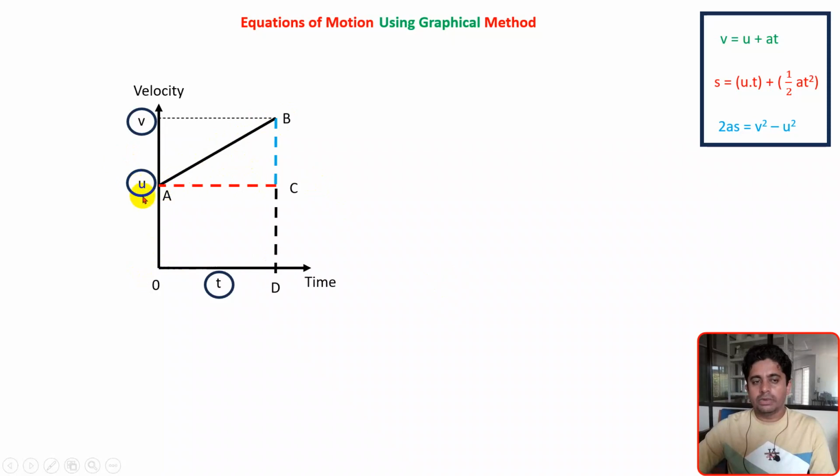If I take the initial velocity as 0, then in any of these three equations, wherever u appears, the answer is 0, so that u term will cancel out, right? So u is 0 means that term won't be there.